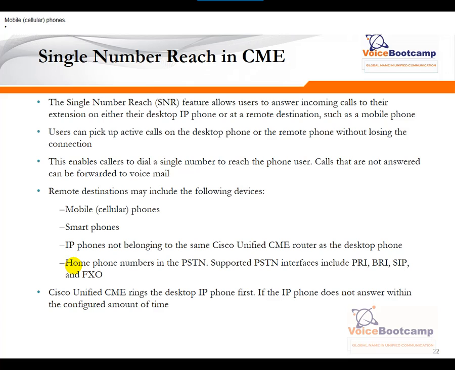Calls that are not answered can be forwarded to a single voicemail. Remote destination may include a mobile, pager, smartphone, or an IP phone not belonging to the same Call Manager Express. It could be a home phone number in the PSTN. Call Manager Express rings the desk phone first, and if the phone does not answer within a configurable amount of time, it will go to the second one.